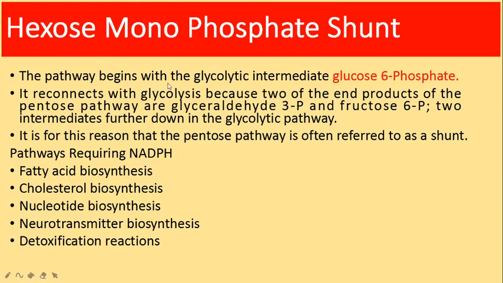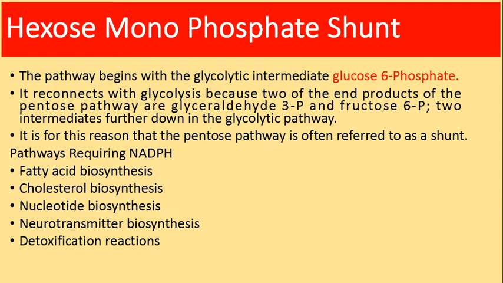The pathway begins with the glycolytic intermediate glucose 6-phosphate. So here in HMP pathway, 3 molecules of glucose 6-phosphate will give rise to 3 molecules of CO2 and 3 5-carbon sugars. These are rearranged to regenerate 2 molecules of glucose 6-phosphate and 1 molecule of glyceraldehyde 3-phosphate. Hence, this pentose phosphate pathway is often referred to as a shunt pathway because it reconnects with glycolysis because of the two end products glyceraldehyde 3-phosphate and fructose 6-phosphate.